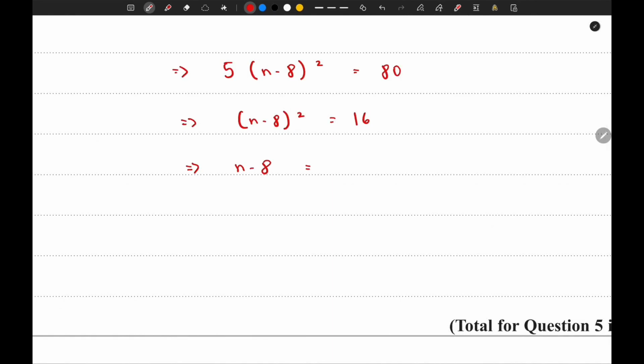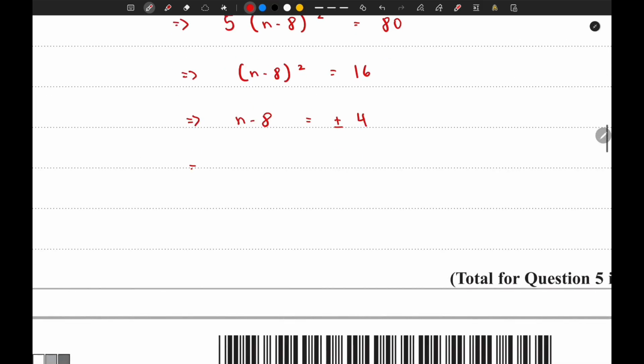So there will be two values for n minus 8, which is plus minus 4. So there will be two values for n. One of the values will be n equals 12 and the other value will be minus 4 plus 8, which is 4. Now we need to choose which value is correct.